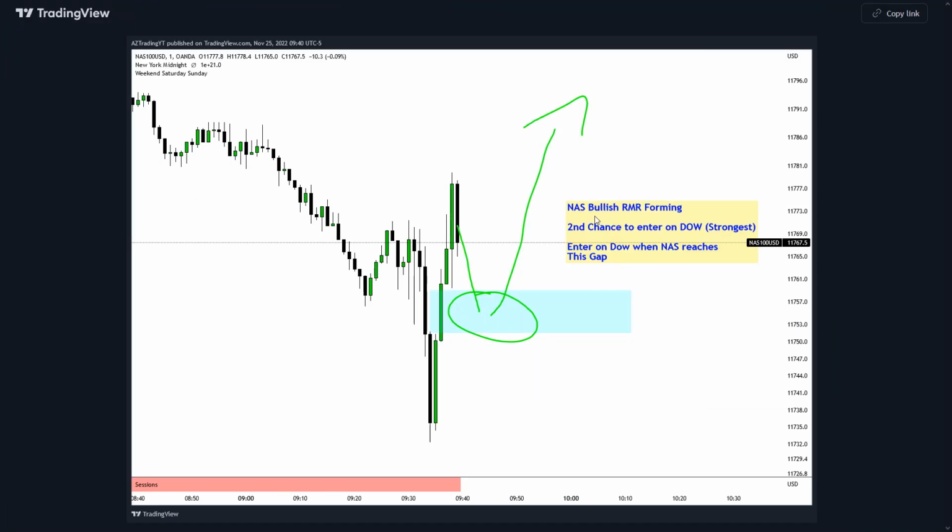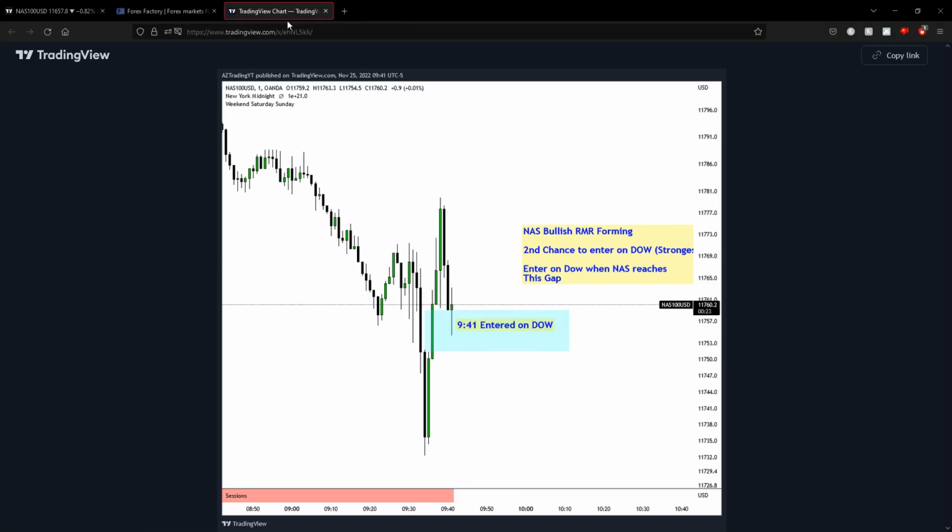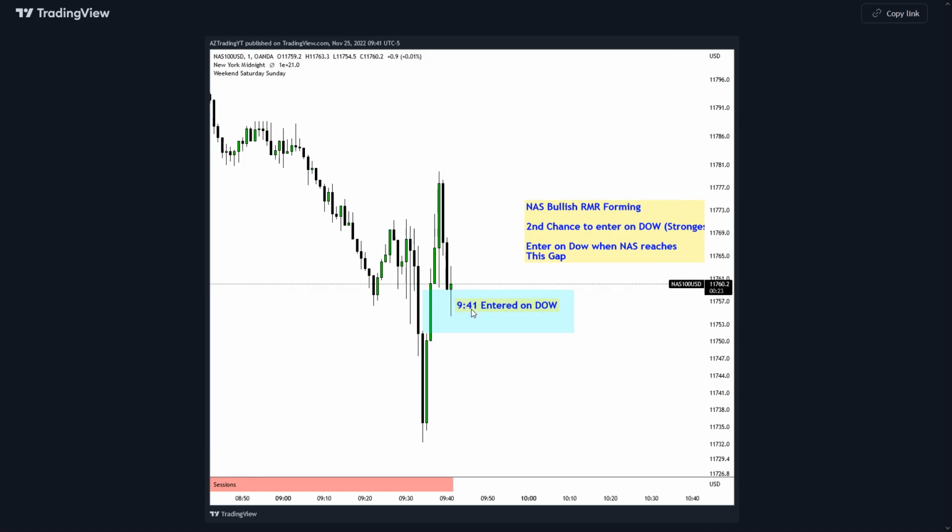And here on the Nasdaq, there's a note saying there's a bullish RMR forming, there's the bearish raid, bullish shift, and this is that return area, and that this would be my second chance to enter on the Dow, which was currently the strongest. And so my plan was to enter on the Dow when Nasdaq reaches this gap. And in hindsight, if Nasdaq just continued pumping and didn't reach this gap here, I wouldn't have had my entry on the Dow. But we know what happens, and at 9:41 I took my next journal entry screenshot, and this is the exact time that I entered on the Dow.